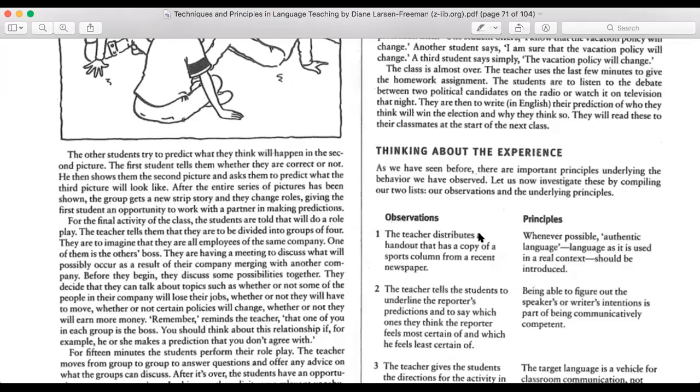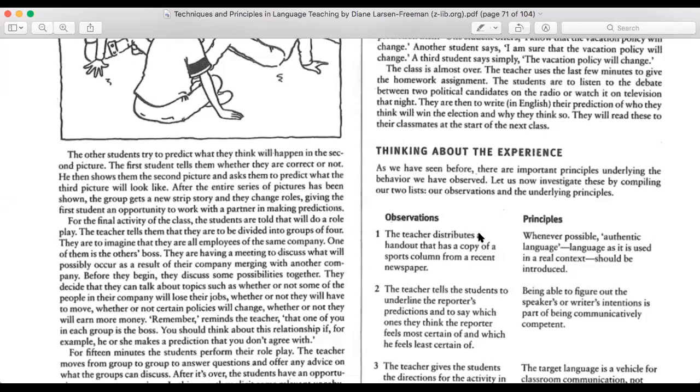Now while this activity is going on, what is the teacher doing? The teacher does not participate in this activity. She only tells them what to do, and then she moves from one group to another group to see if the activity is correctly taking place. She can answer questions if there are some difficulties, but she does not participate in these activities.